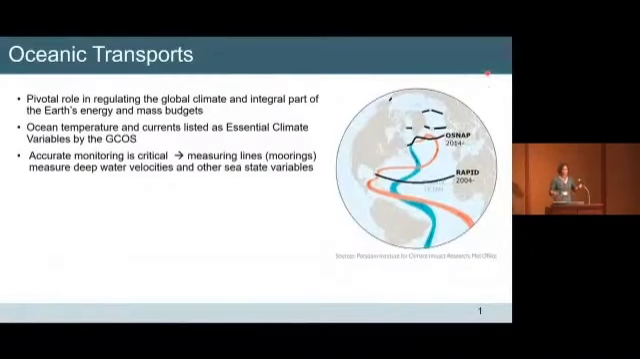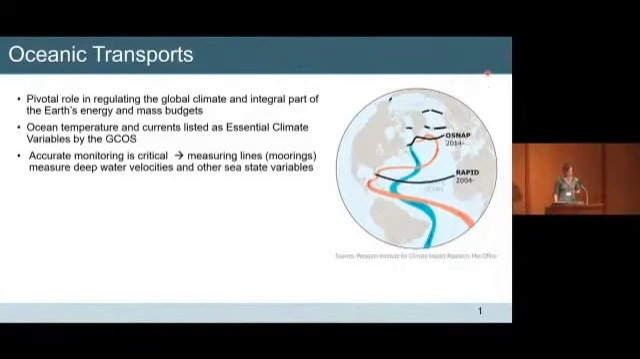So I guess we all know of the importance of oceanic transports for the global climate. They have an important role in distributing mass, energy, nutrients, and therefore an important role in the energy and mass budgets of the global oceans.